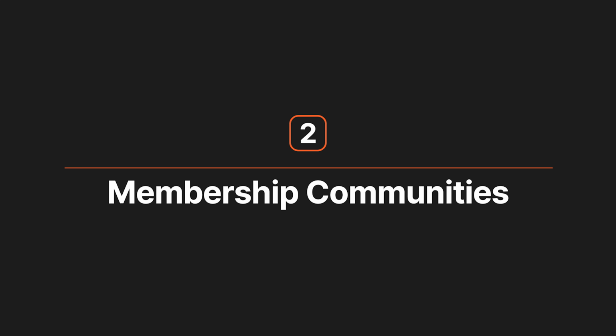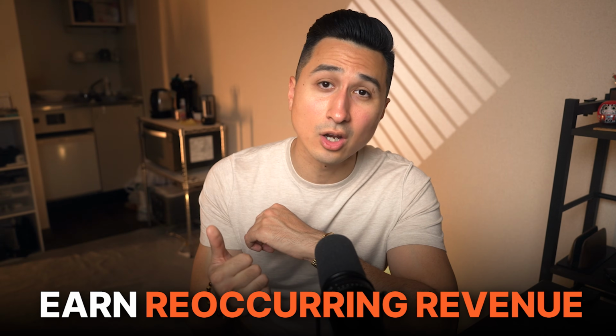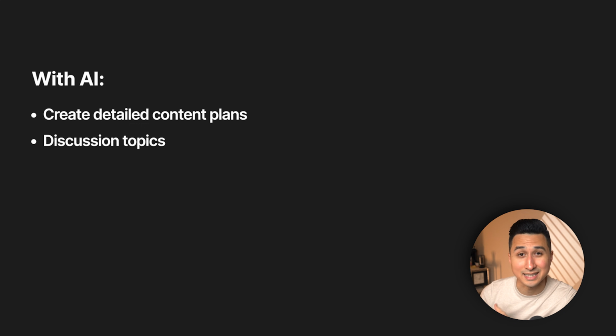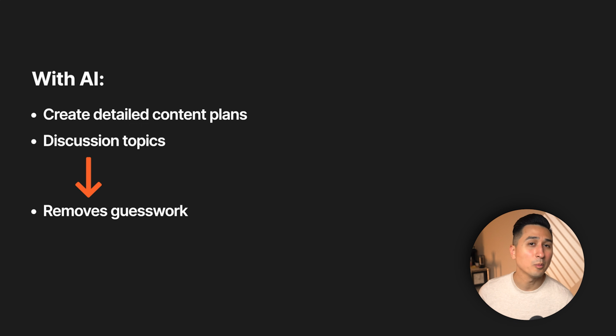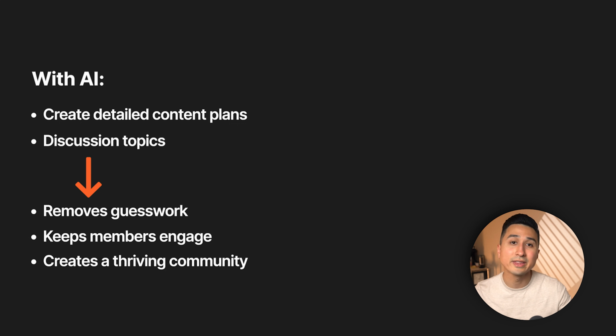But now moving on to the second AI-powered digital product, and that is membership communities. Online communities and memberships are one of the best ways to earn recurring revenue for your business. But one of the hardest things about running a successful community is keeping your members engaged every single month. But with AI, we can easily create detailed content plans and discussion topics in seconds for our members. This will help us remove the guesswork of what to do to keep our members engaged, which in turn will then lead to happy community members and a thriving group.